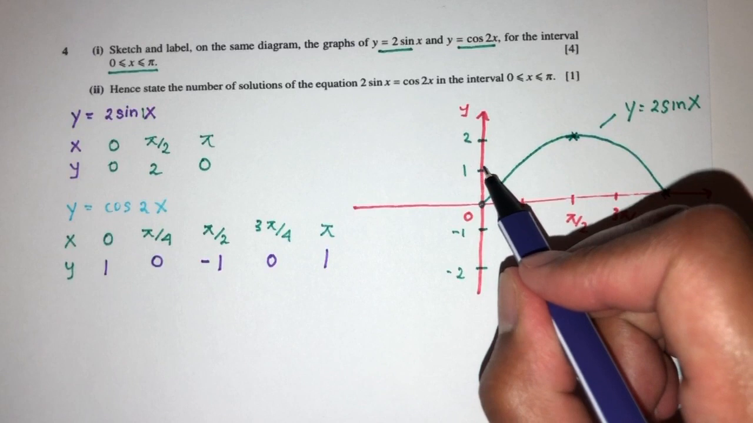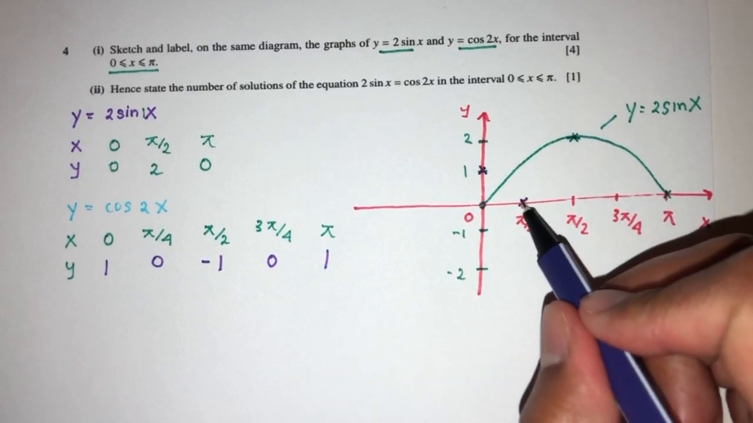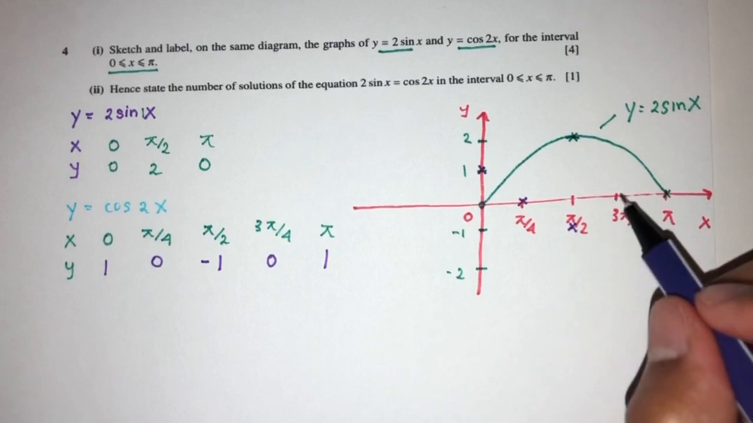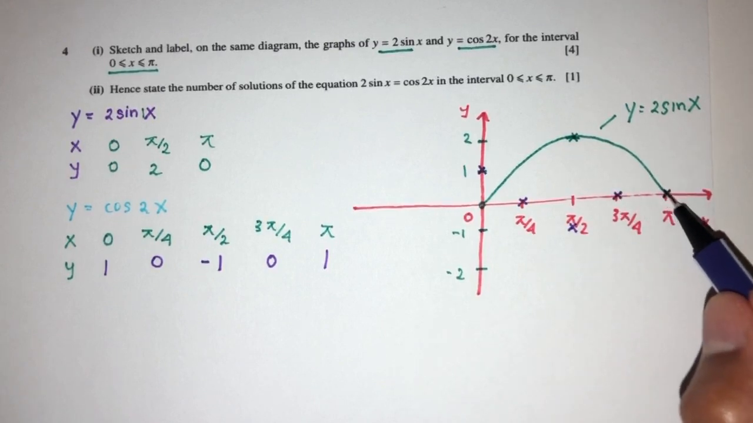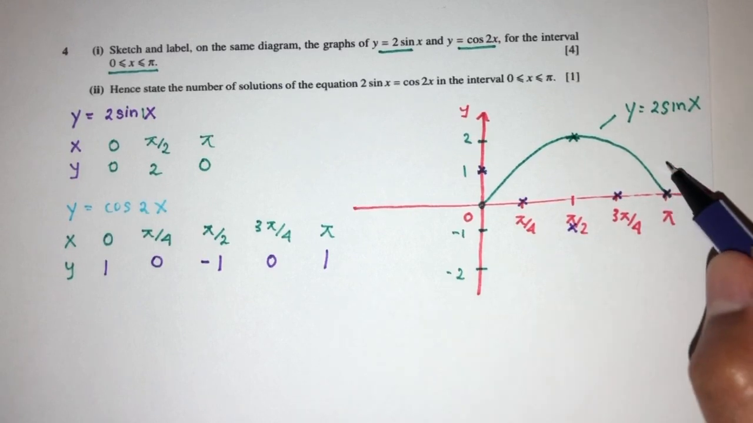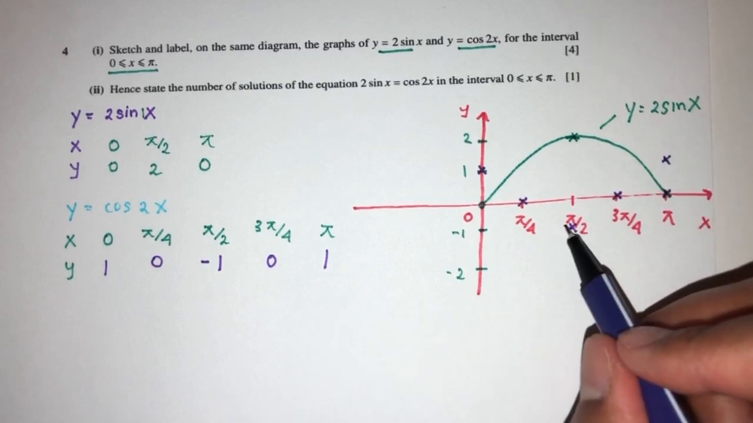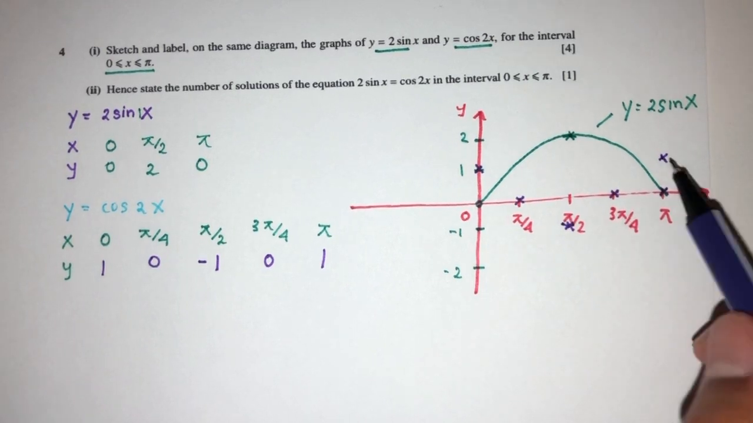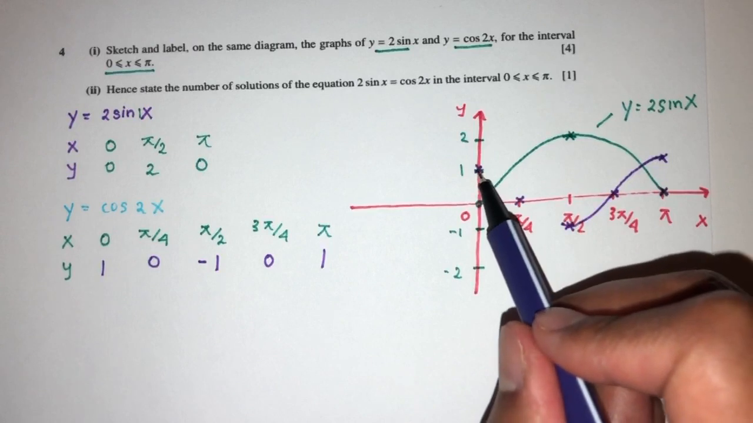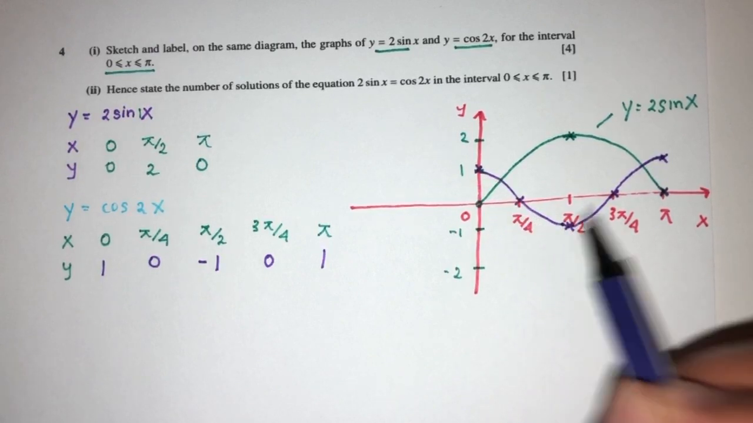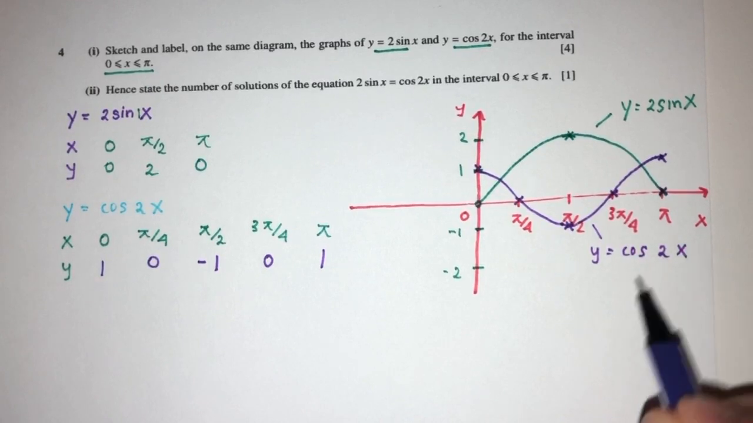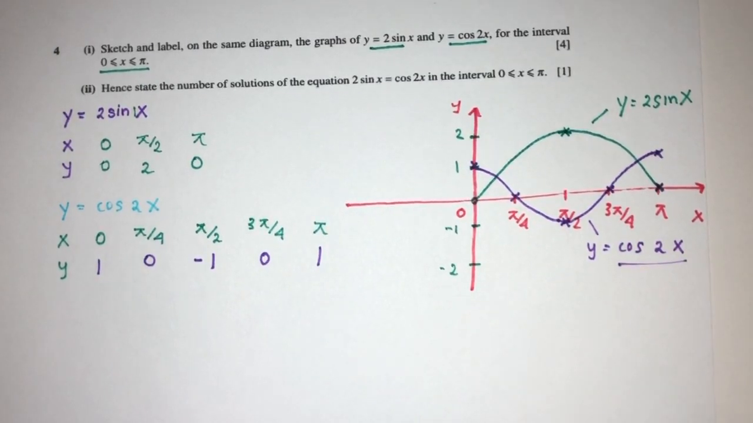So first one, (0, 1). That should be here. That should be here. This. That should be here. So this will be 0 and this should be 1. My apologies. That should be somewhere over here. So we have something like this. Okay, and label this as y equal to cos 2x. Okay, and that will be done for question part 1.